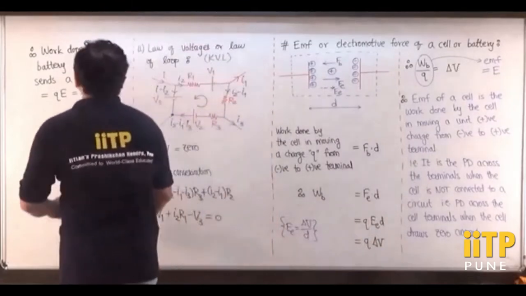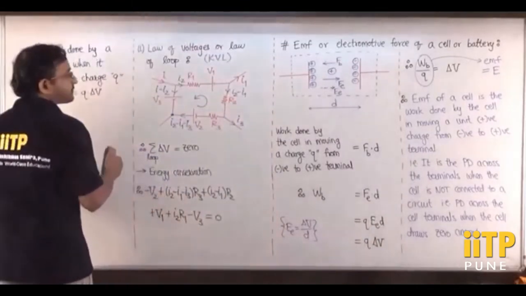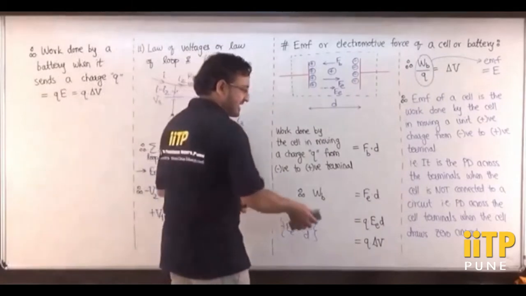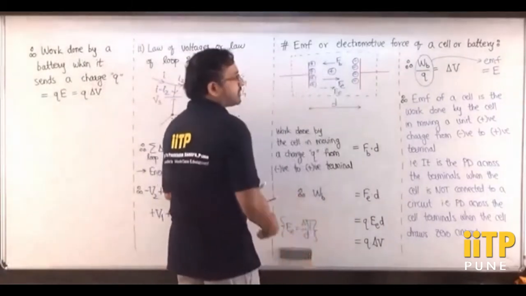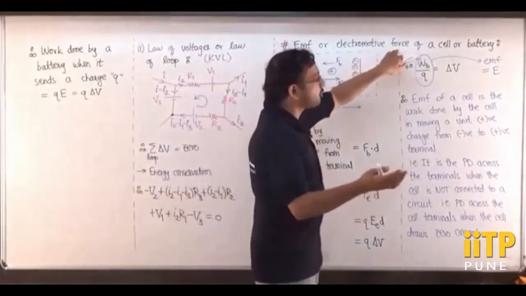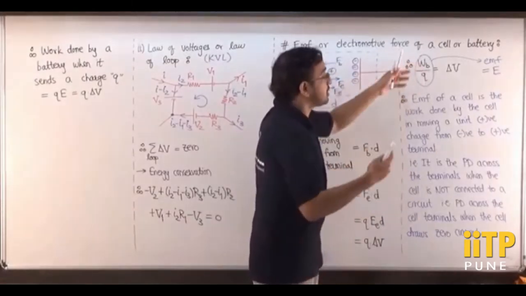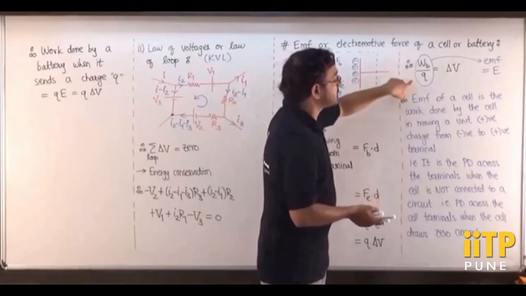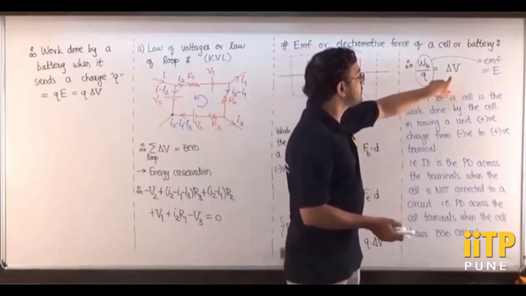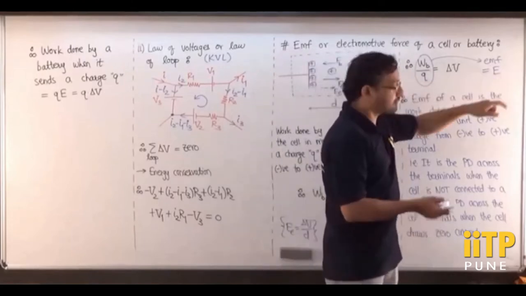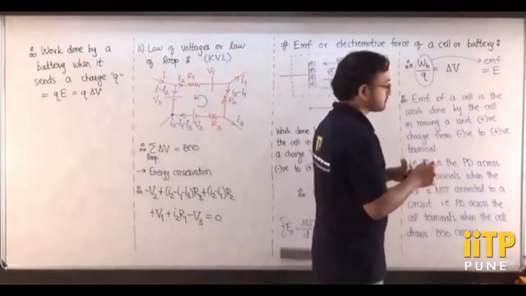Given this idea that work done by the cell is this EMF, we realize EMF is slightly a misnomer. We are calling it an electromotive force, but it's not a force. It's not even really work done, it is work done per unit charge, and it turns out to be ΔV. In other words, the SI unit of EMF is simply volts.